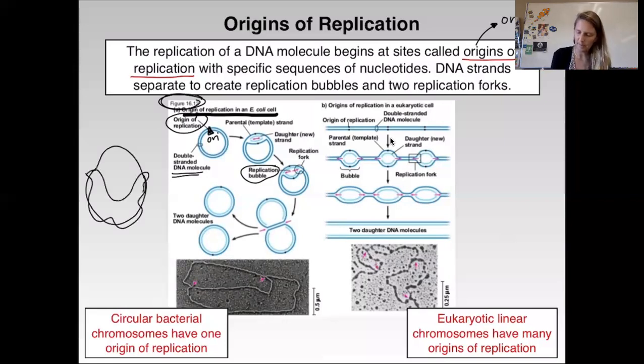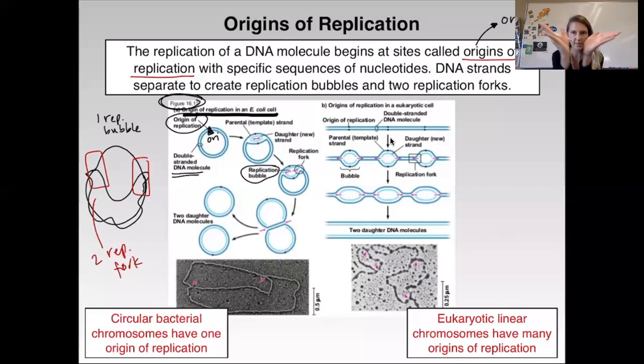As it opens up, you get one replication bubble, but each replication bubble has two replication forks. It's just a fork in the road. You go from two strands and they separate. So two replication forks, one replication bubble. As that bubble gets bigger and bigger, eventually you will get two new daughter DNA molecules, both with identical DNA. So circular bacterial chromosomes have one single origin of replication.